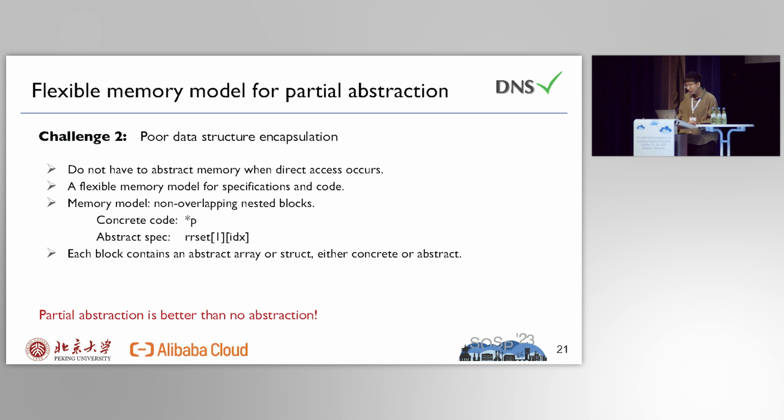For the poor data structure encapsulation problem, we choose to not abstract memory when direct access occurs. DNSV proposes a flexible memory model for partial abstraction. The flexible memory model allows both concrete code and abstract specifications to operate on memory content. We model memory as a set of non-overlapping nested blocks, and each block contains an abstract array or struct whose contents can be either concrete or abstract.